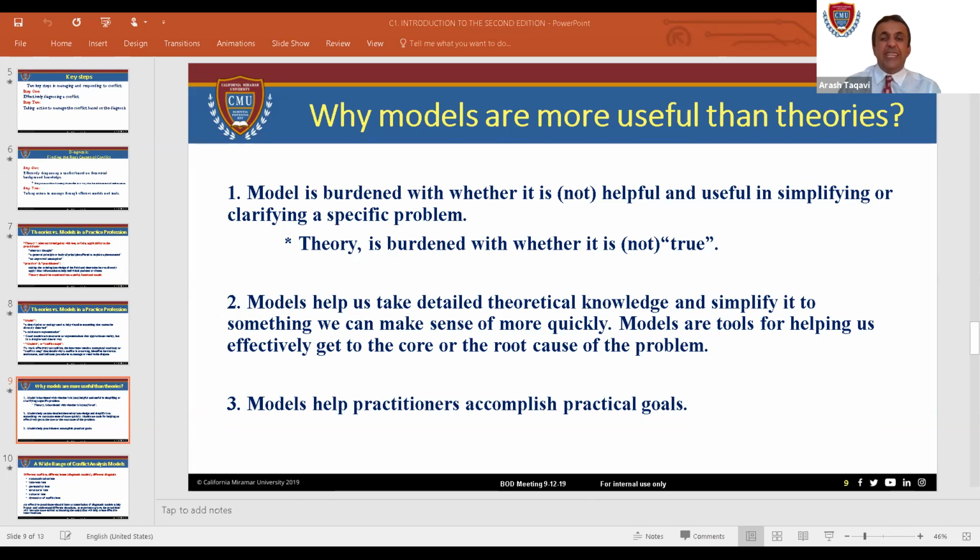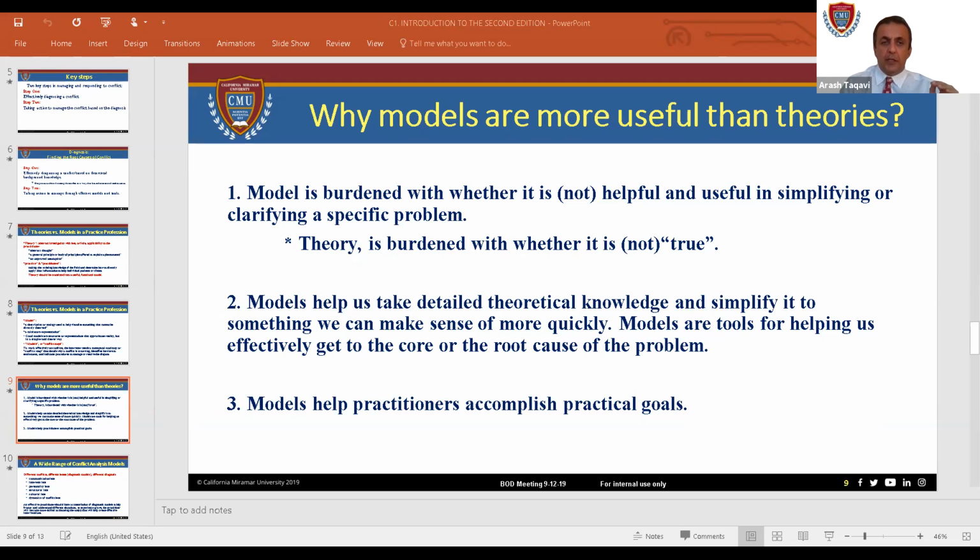Models help us take detailed theoretical knowledge and simplify it to something we can make sense of more quickly. Models are tools for helping us effectively get to the core or the root cause of the problems. And finally, models help practitioners accomplish practical goals.